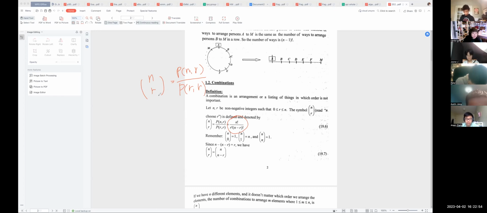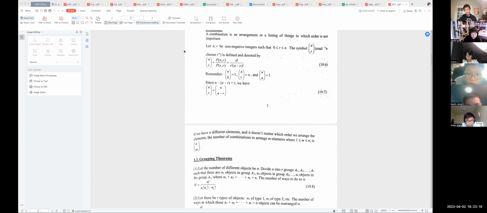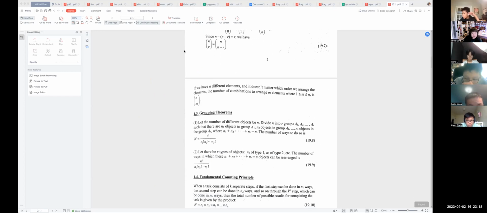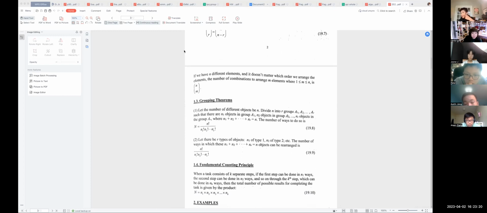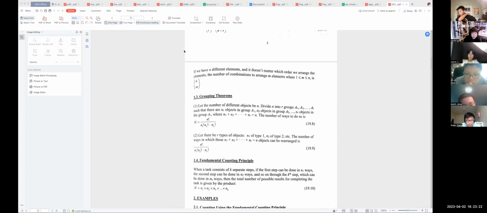So compare with P and R, 那我们也可以记成 C and R 是什么？就是 P and R，然后再多除了一个 r 的 factorial。OK，是一样的。OK，好，我们现在来看一下 the grouping theorem. Okay, let the number of different objects be n. Divide n into r groups.